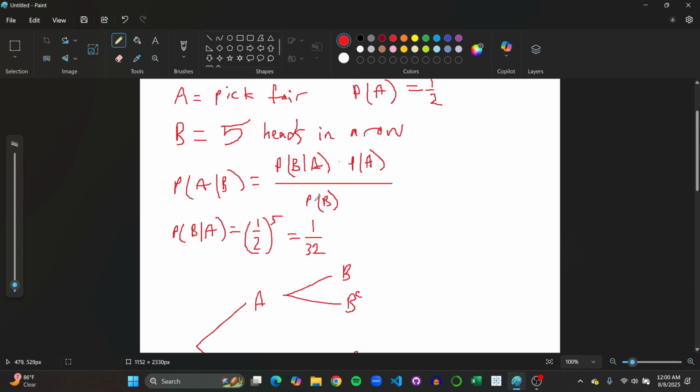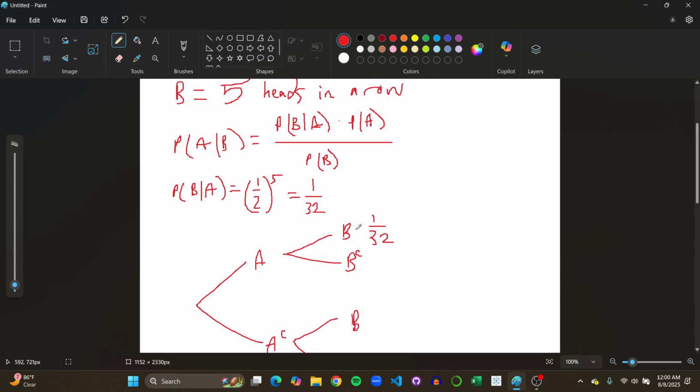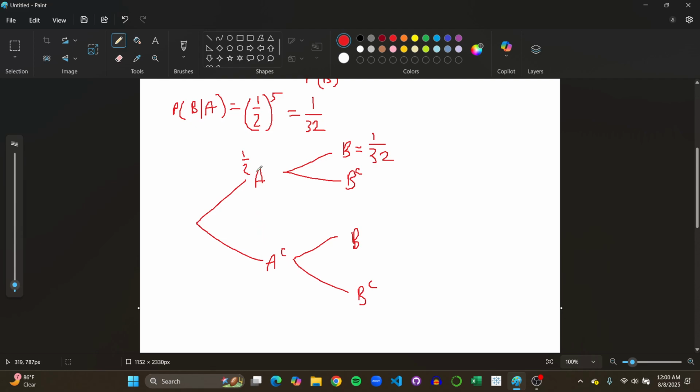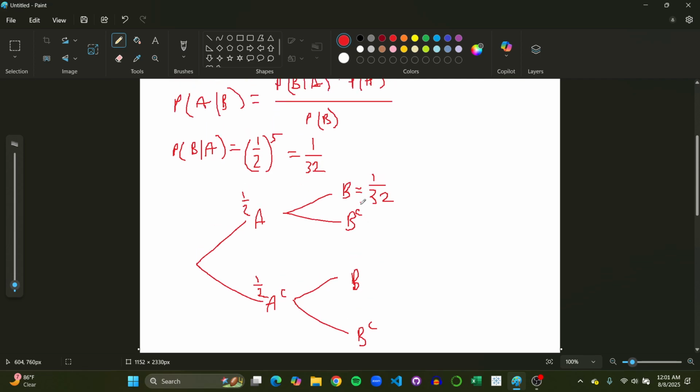So we already know that the probability of B given A is 1 over 32. The probability of A is 1/2. Given that A and A complement are mutually exclusive, we can say that the probability of A complement is also 1/2. And then we also use mutual exclusivity to say that the probability of B complement given A is 31 over 32, because these two need to sum to 1.